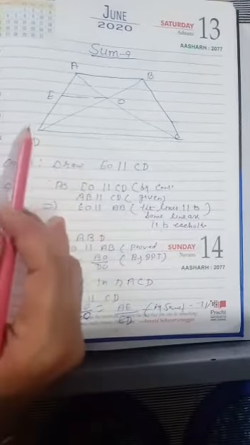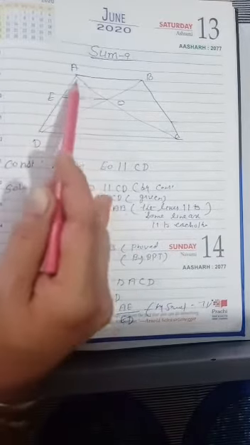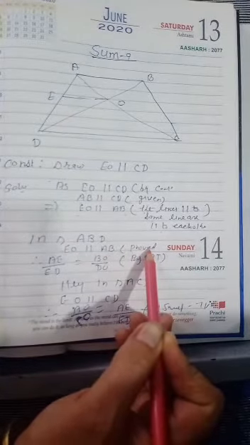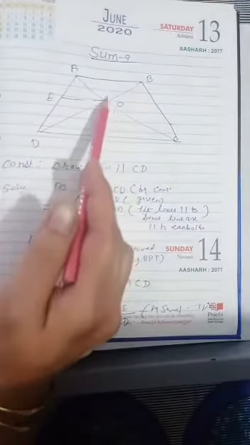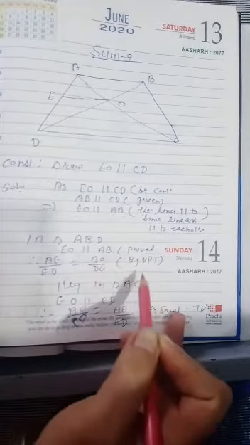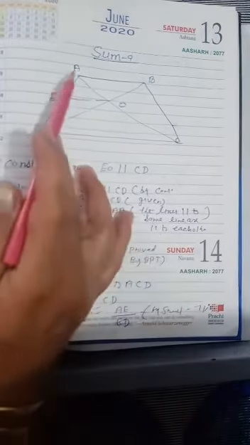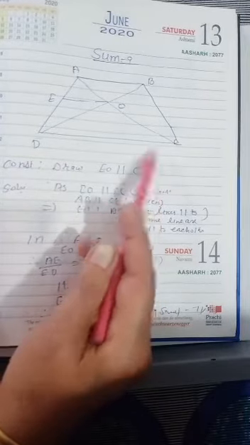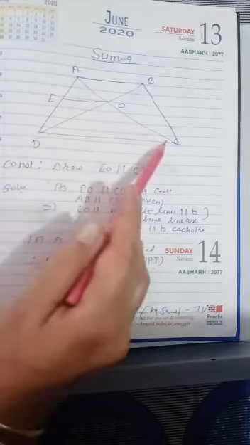Now take triangle ABD. In triangle ABD, you know EO is parallel to AB. Now apply BPT. By applying BPT, can I say AE upon ED is equal to BO upon OD. AE upon ED is equal to BO upon DO by BPT. Clear? In the same way, apply BPT on triangle ACD. Now EO is parallel to CD, so again the ratio AE upon ED is equal to AO upon OC.